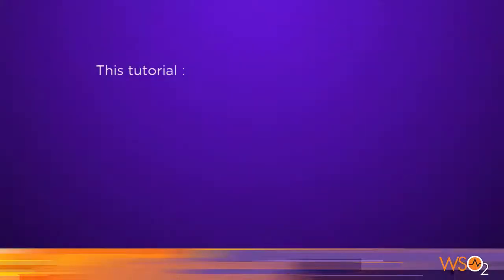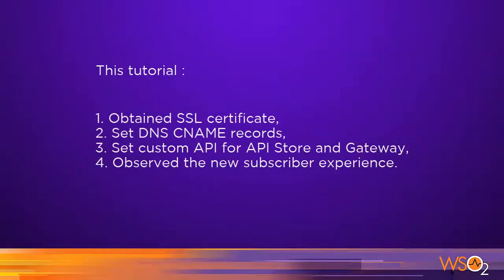In this tutorial, we created DNS records for our custom URLs, generated SSL certificates for them, and then made the API Cloud use these new URLs for the API Store and Gateway.